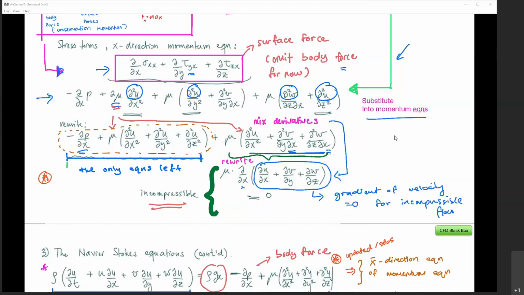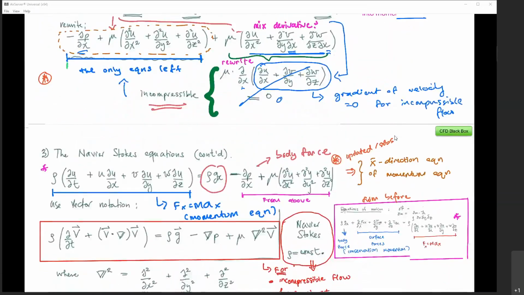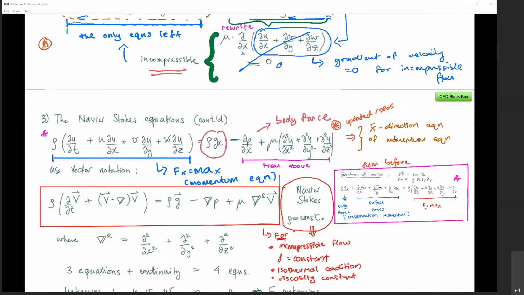Hence, this term is crossed out, 0. So we are left with the only equations on the left side here. Okay. So when we continue, now, from the F equals ma, the momentum equations before here, all right?